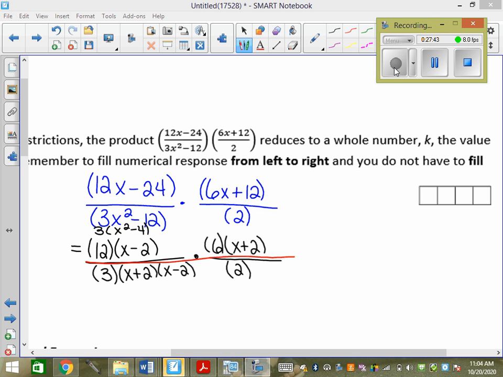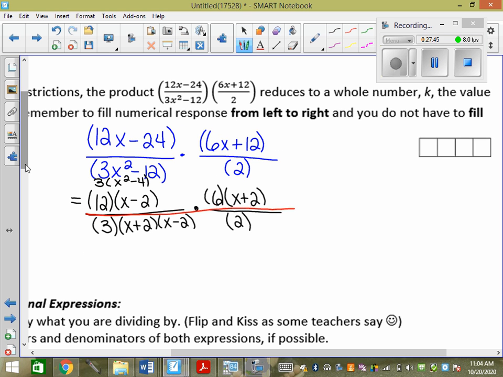And I can draw the whole thing, right? Then I get X plus 2 cannot equal 0. Just for practice, we don't really have to do it for this question. X cannot equal negative 2. X cannot equal 2. Then we cancel. We can cancel the X plus 2 with the X plus 2. The X minus 2 with the X minus 2.